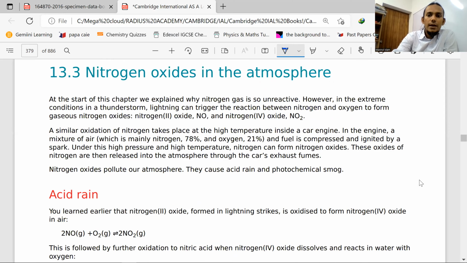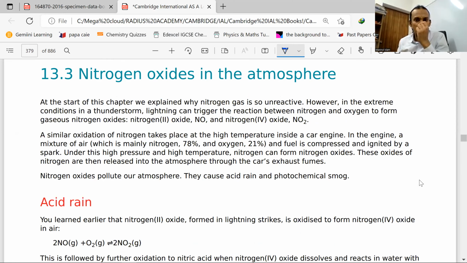Nitrogen oxides in the atmosphere. We have nitrogen 2 oxide, মানে nitrogen monoxide, nitrogen dioxide, and there are other oxides of nitrogen as well. ঠিক আছে, when it happens, ignition of car engine, when nitrogen forms oxides of nitrogen, ignition of car engine, lightning, these are the two sources of nitrogen oxides. ঠিক আছে, okay.